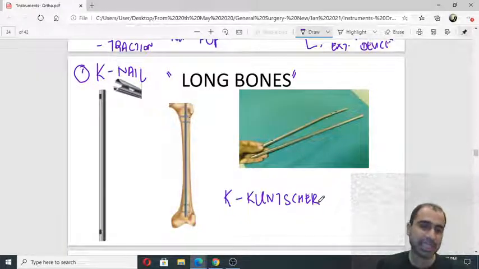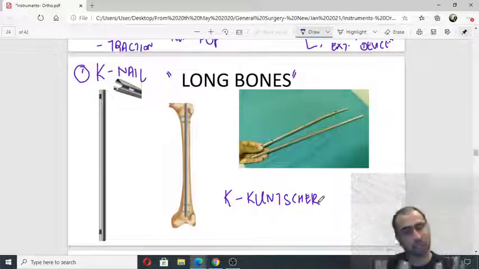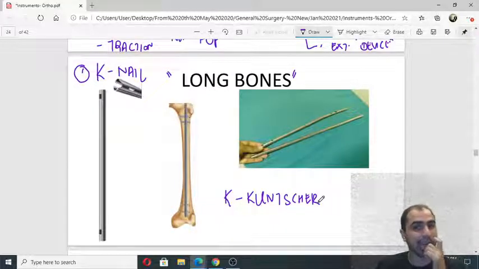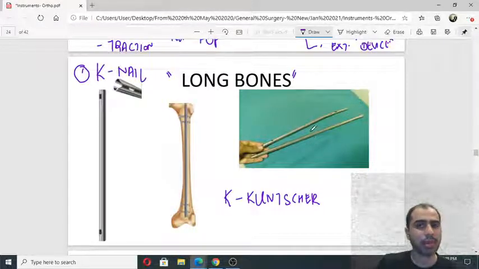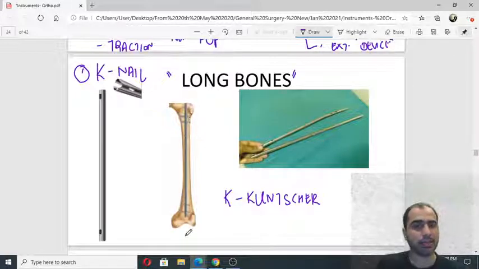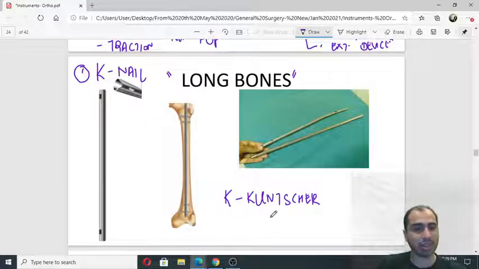Tough orthopedic examiners will ask you spelling. Küntscher. अगर वो थोड़ा सख्त है तो पूछेगा. What is K nail? K nail is Küntscher nail. What are these nails? ये कौन से nail है? You can even see it in the picture. What nails are these? And Suja, you have to spell it correctly.